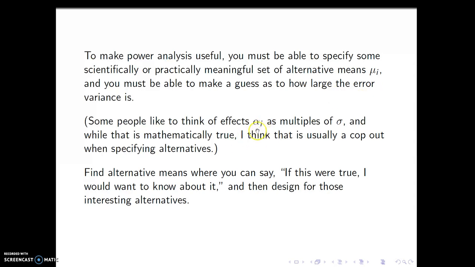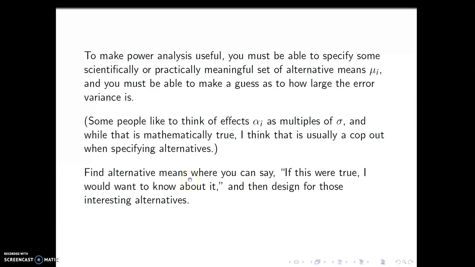Some people like to think of those treatment effects as being multipliers or multiples of sigma. And while that's mathematically true, Gary doesn't really like that. He thinks it's a bit of a cop-out when you're specifying alternatives. So this is an opinion, we'll just say that. I think there's some cases where I would use that and others where I just run it. I would always lean on the investigator more heavily for this part.